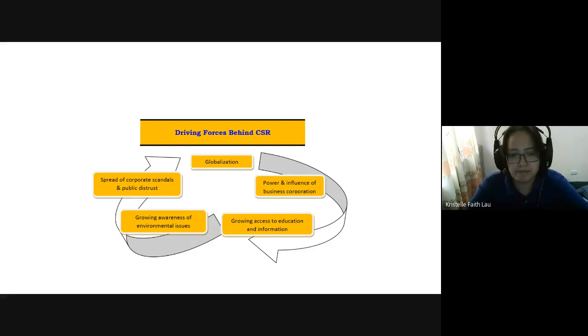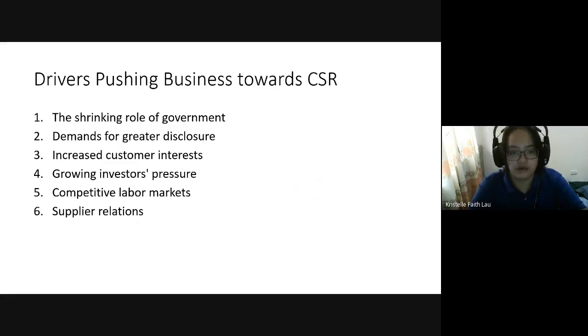So, aside from those mentioned in the illustration on your screen, the notable drivers pushing business to CSR include, first, the shrinking role of government. What is this? In the past, governments relied on legislation and regulations to deliver social and environmental objectives to the business sector. Then they held on to resources, together with distrust of regulation, which led companies to explore other alternatives that are voluntary and non-regulatory in relation to CSR.